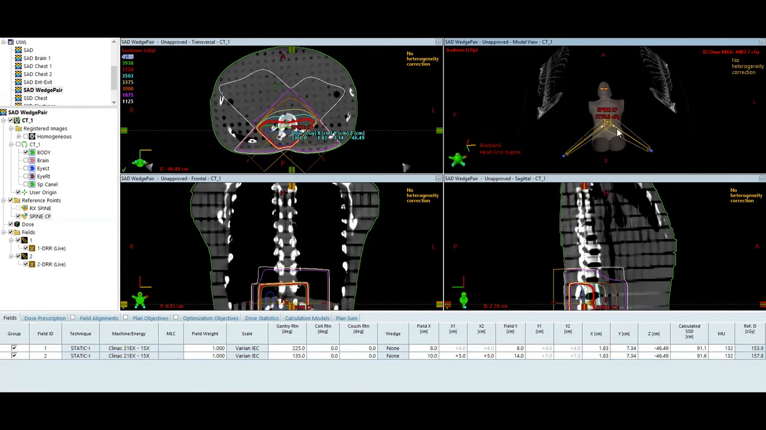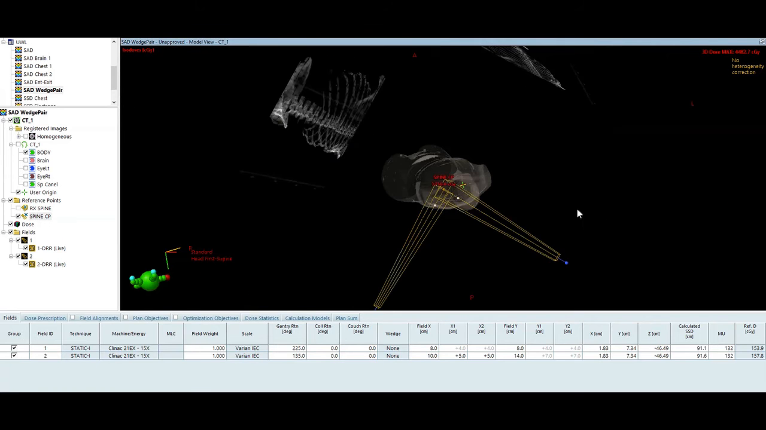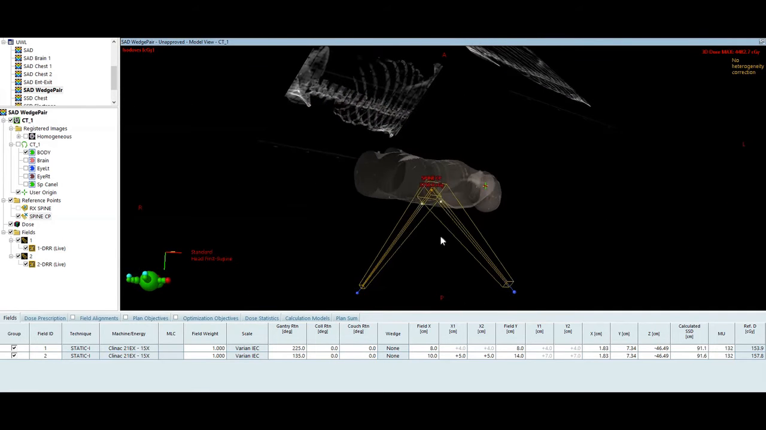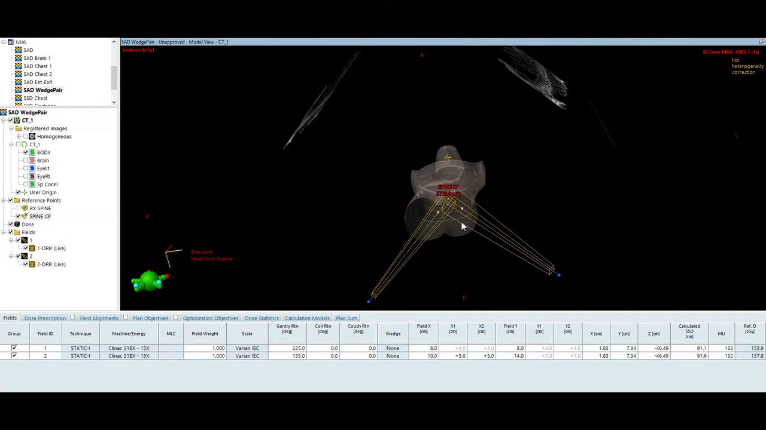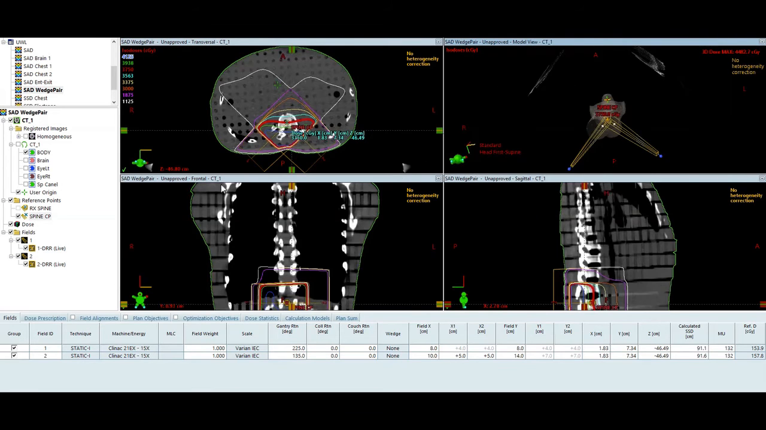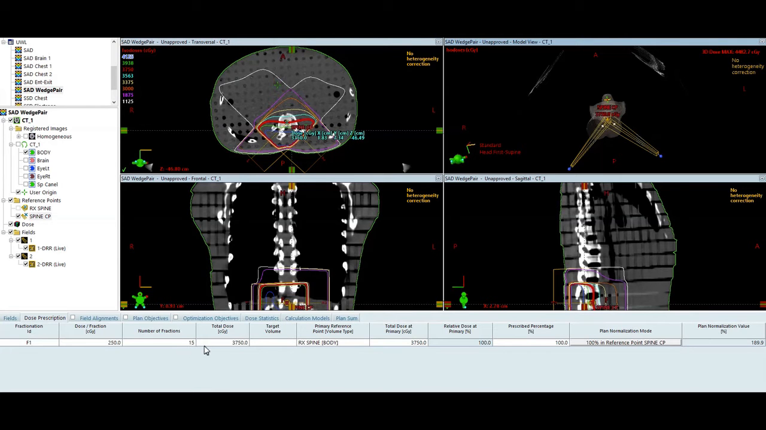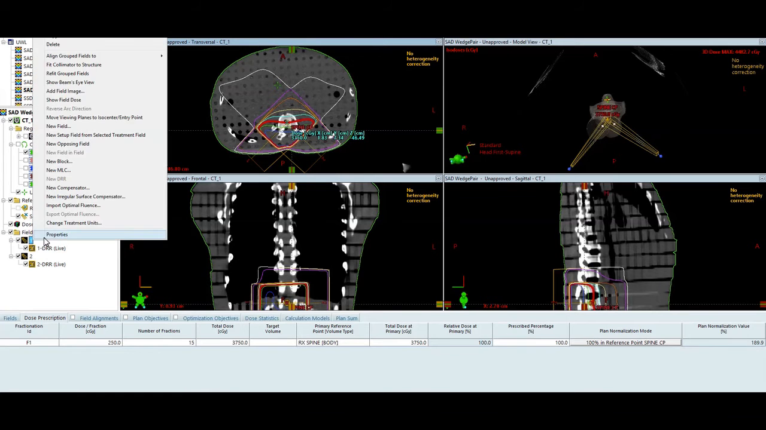If you look in 3 dimensions at my phantom, you can see how the beams are laid out in a posterior oblique nature. 225 and 135 are the gantry angles, so again a hinge angle of 90 degrees. I'm delivering 250 centigray times 15 fractions to 3750, normalized at the 100% isodose line at the spine calc point or isocenter. Now in order to get rid of this unfavorable dose gradient, I'm going to want to put wedges in.